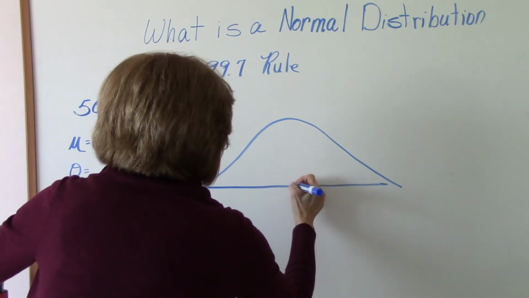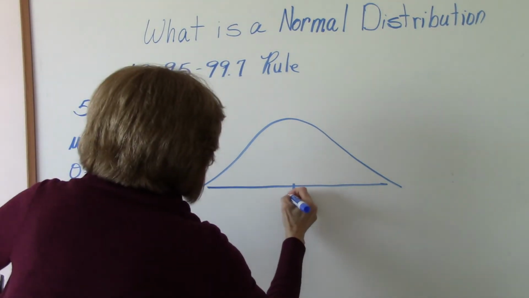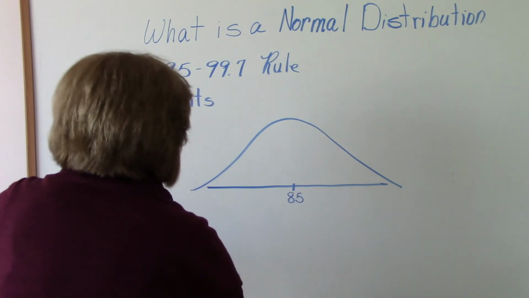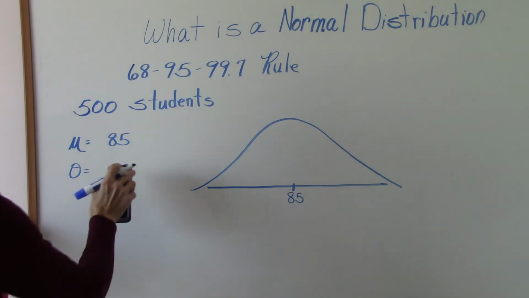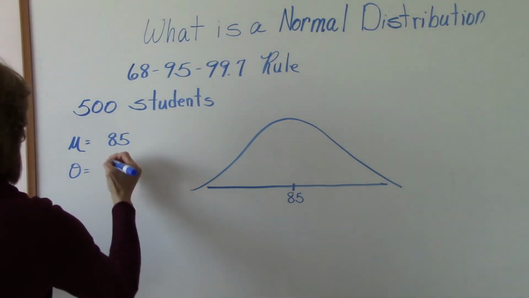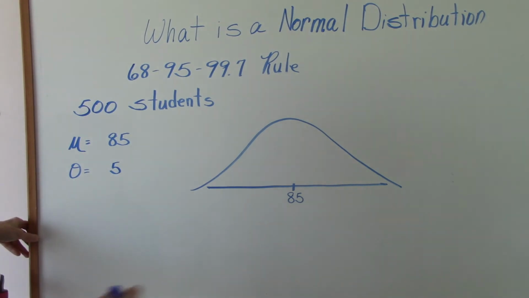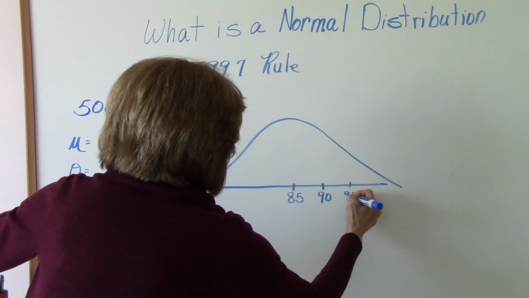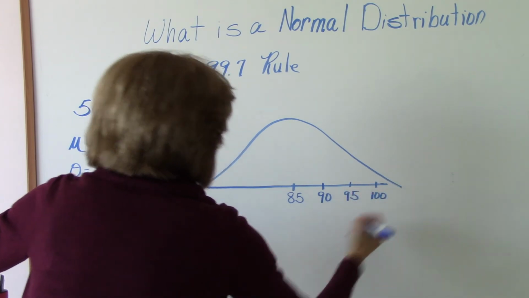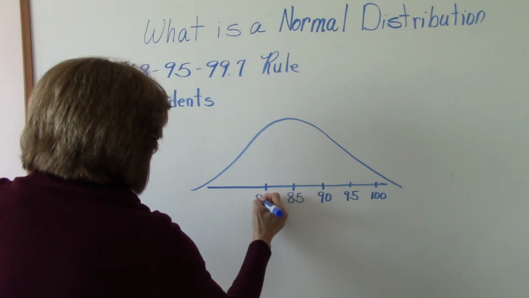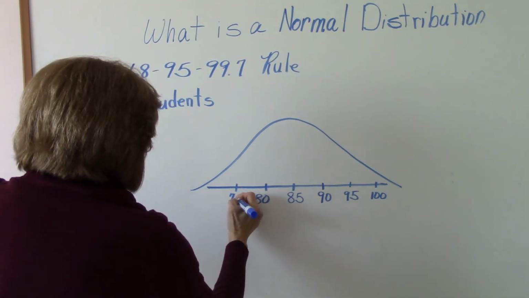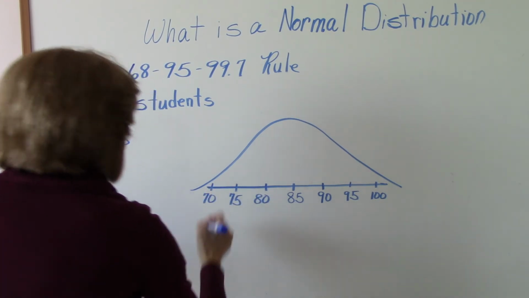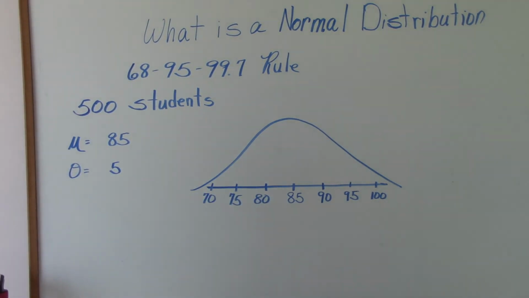So if this is my mean right here, I'm going to put my 85 here. And you know what, let's change that 15. Let's just say it's a standard deviation of 5. That'll make a little bit more sense. So when I add and subtract my 5 for my standard deviation, my normal distribution curve should look something like that. Excuse me, I'm going to walk in front of the camera a moment.